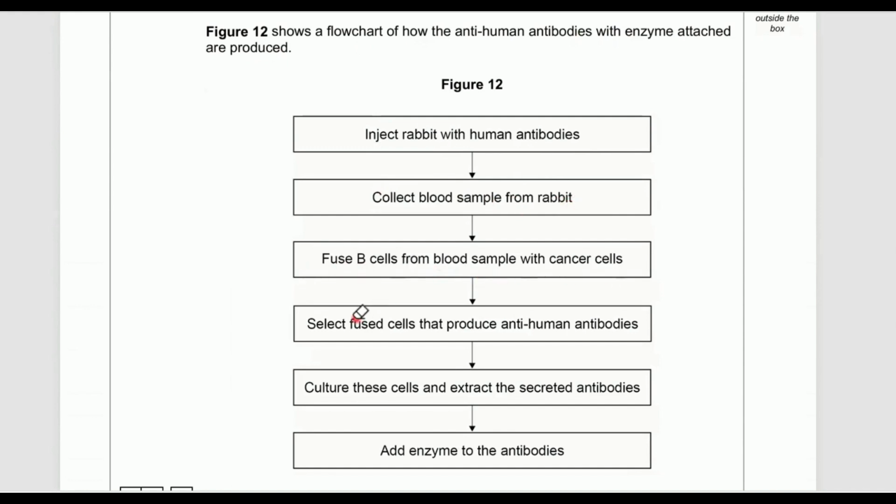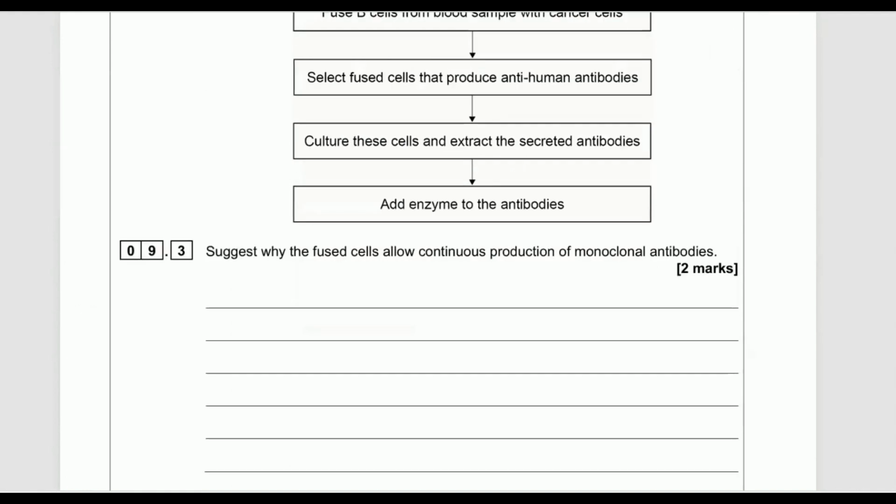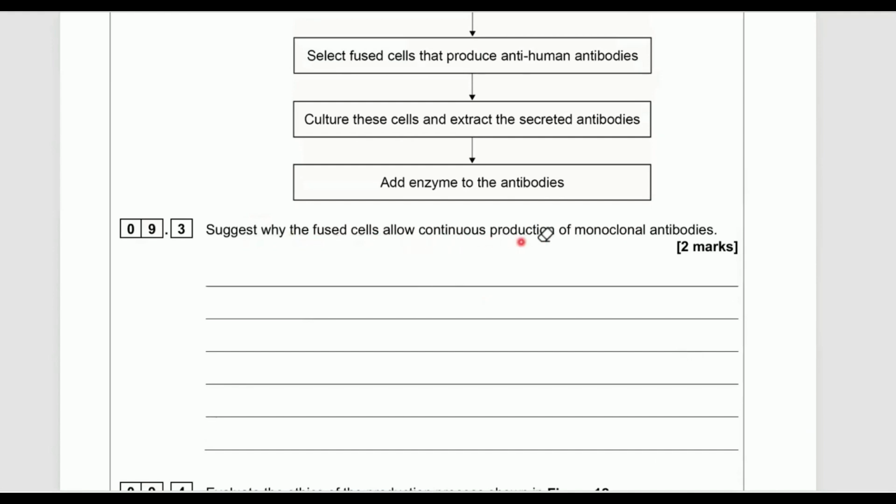Right, figure 12 shows a flow chart for the anti-human antibodies, with basically how to make monoclonal antibodies. You did this in GCSE if you did AQA, and you should know this off by heart. It says, suggest why the fused cells allow continuous, large-scale production of monoclonal antibodies. Well, do you remember about the hybridoma at GCSE? That's the fused cell here. You don't have to call it hybridoma. But do you remember what it's made from?